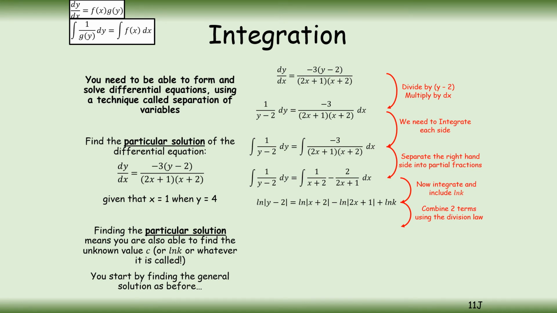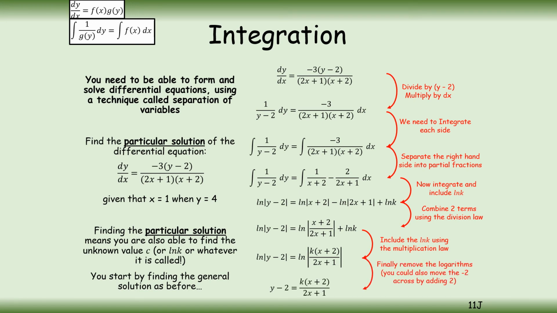Now, using the laws of logs, we could tidy this up. Because when you're taking away, make sure you divide, so it will be ln of (x plus 2) over (2x plus 1). And we could simply use the log rule again, this time the addition one, which says you multiply them. And again, we have ln on the left hand side and ln on the right hand side, so we could simply take e on both sides, and that will deal with the ln. So we have y minus 2 equal to k times (x plus 2) over (2x plus 1).